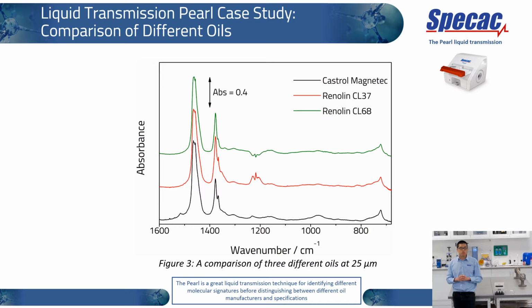And the Pearl can also be used to compare oil samples from different manufacturers and different specifications. So here is a comparison of 3 different oils at 25 microns, as you can see in this set of spectra. And so the Pearl is a great liquid transmission technique for identifying different molecular signatures before distinguishing between oils from different manufacturers and specifications.